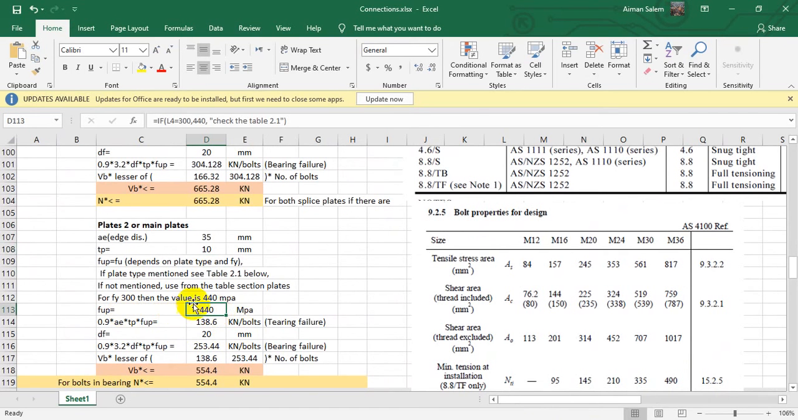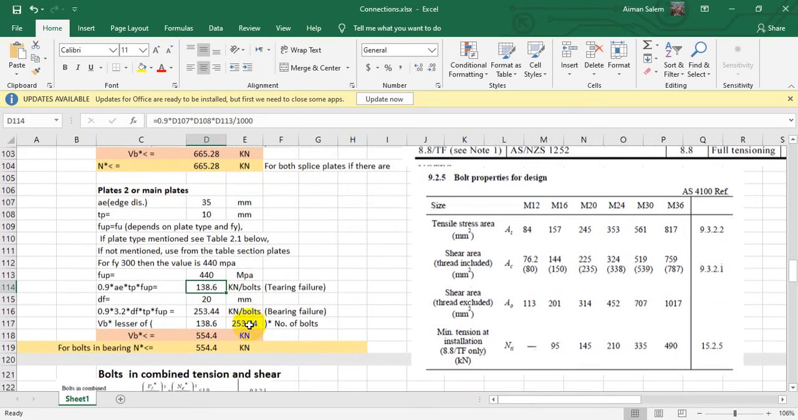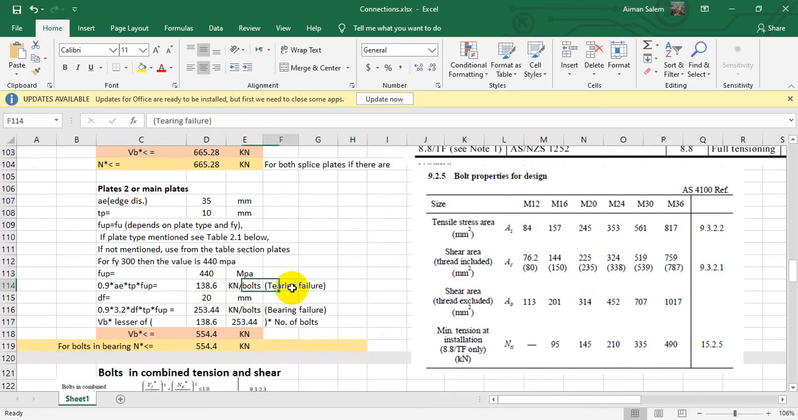Alright, so FUB is going to be 440 megapascal. And now we're going to apply the first formula, 0.9 multiplied by the H distance multiplied by the thickness of the blade multiplied by F ultimate. And this is what we got for our tearing. So the first formula is actually for the tearing and the second formula for the bearing.